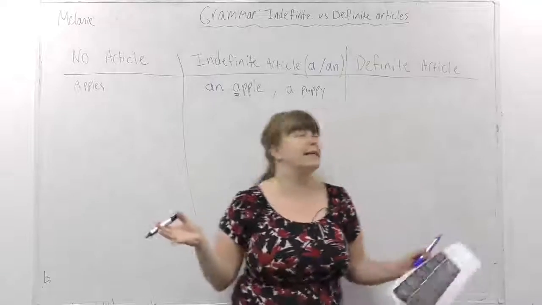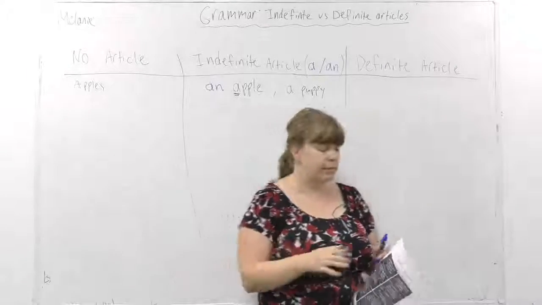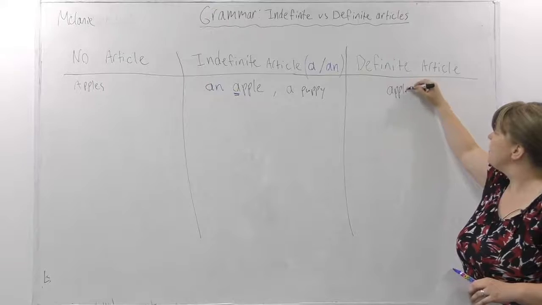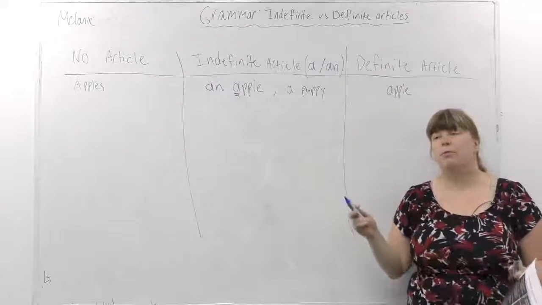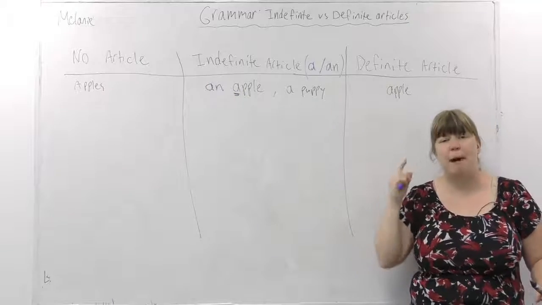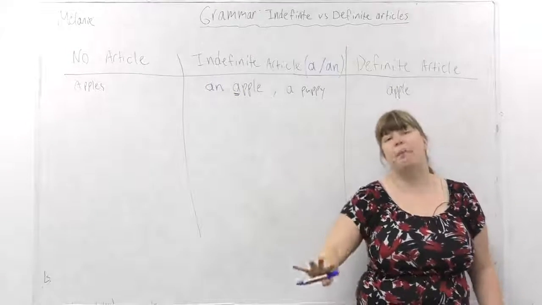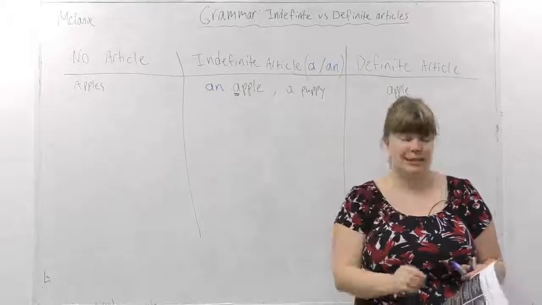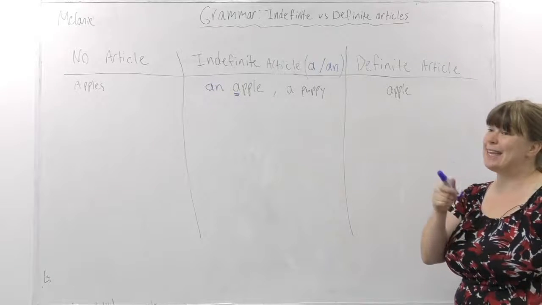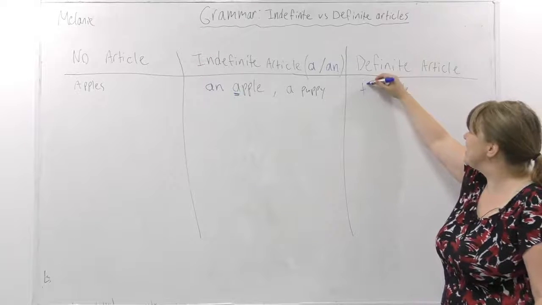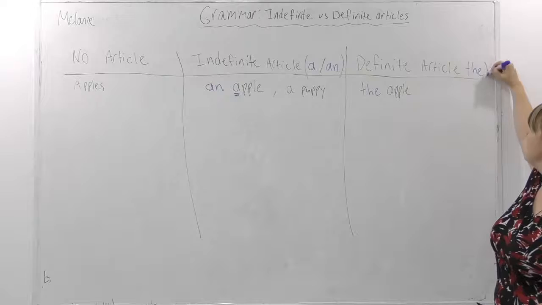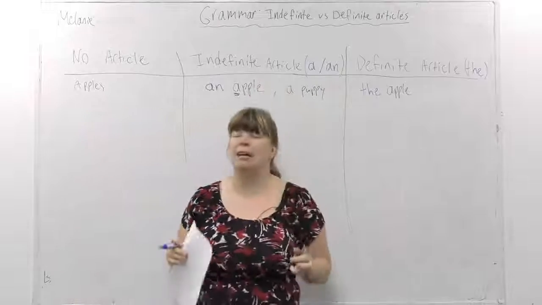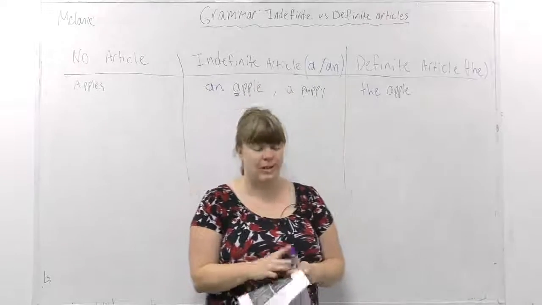Okay, now what is a definite article? So let's say, for example, I'm gonna put apple again. What is a definite article? So this is a puppy, or sorry, this is an apple. So there is an apple on the table. Then I took apple and ate it. I took, definite article is, somebody said the, excellent, the apple. So definite article is the. All right, so now that we remember what articles are exactly, let's go over the rules together.